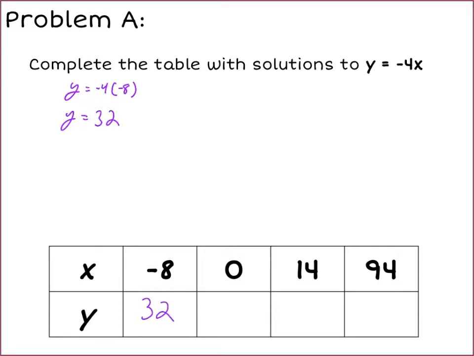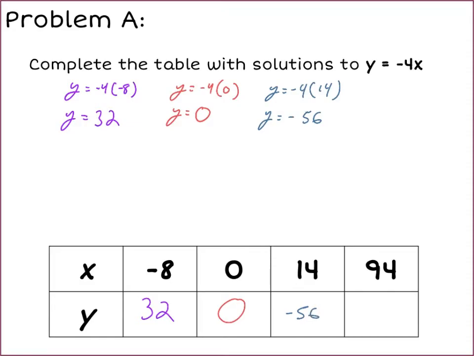Now I'm going to do the same thing with 0. So I'm going to take my y, I'm going to plug in my 0 inside parentheses. Negative 4 times 0 is 0, so my next solution is 0. Then I'm going to do the same thing with that 14. So I've got y equals negative 4, and I'm going to be plugging in 14, and then negative 4 times 14, negative times a positive is going to give me a negative, and it's going to be negative 56. So that's my next solution.